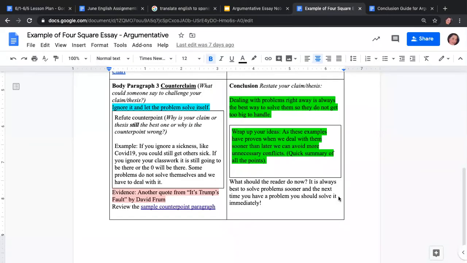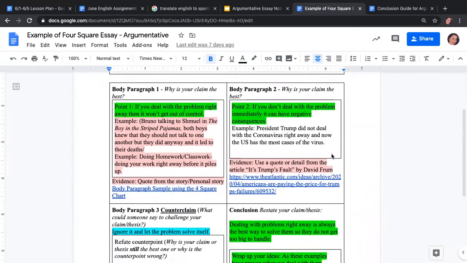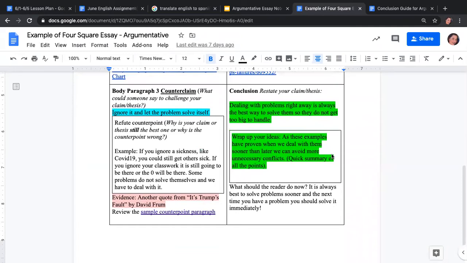Okay, so now we need to write our conclusion. And I have my 4-square chart here already. This 4-square chart is definitely coming in clutch because now that I've brainstormed all these ideas, I can use them, because they're my own ideas, and put them right into my essay.